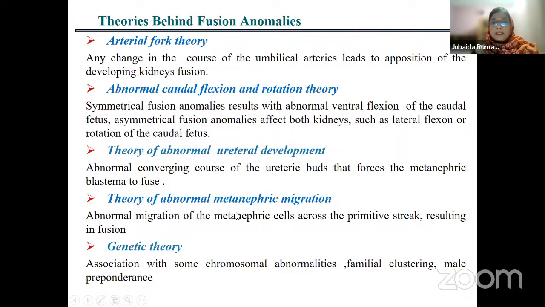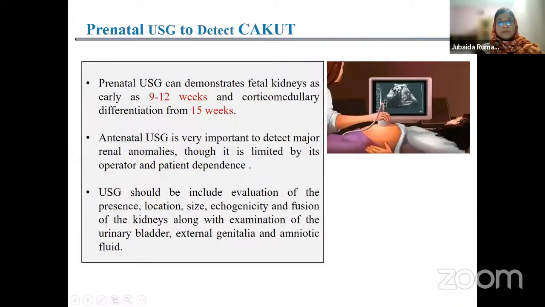And fourthly, abnormal metanephric migration. There is some teratogenic effect in the developing kidney, the parenchymal part. So abnormal migration of the metanephric cells across the primitive structures results in this fusion anomaly. And with this fusion anomaly, we see they are sometimes associated with chromosomal abnormalities, familial clustering, and male preponderance. So these also support it. There is some genetic association.